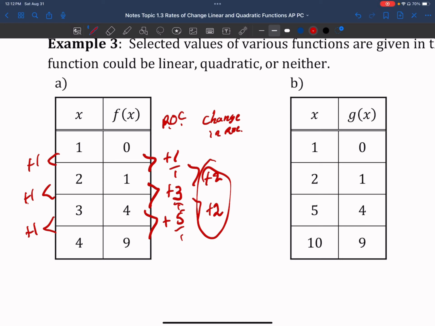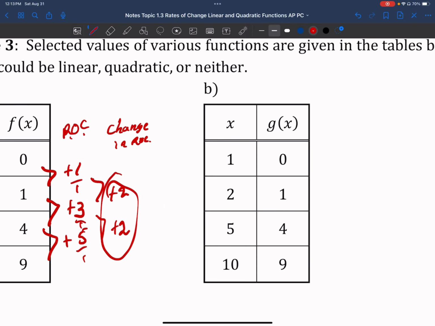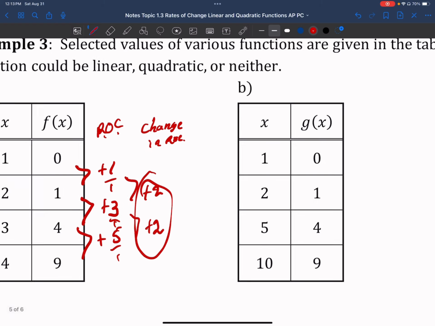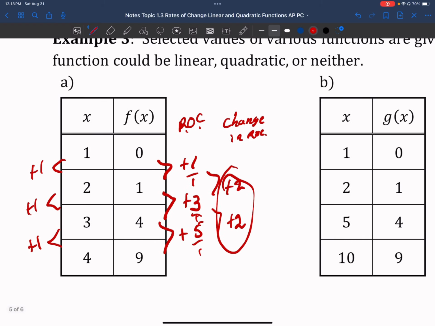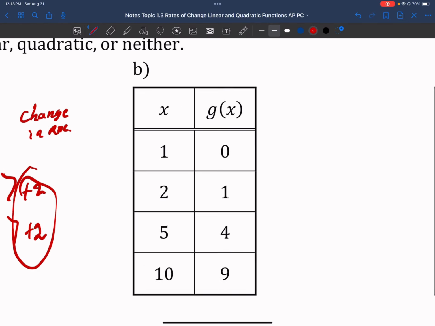When you write your function, you can say f of x is a quadratic function because the change in the rate of change is constant. That's all you have to write, and that gives you a great explanation of how you know and how you can use today's topic to explain that example A is a quadratic function.